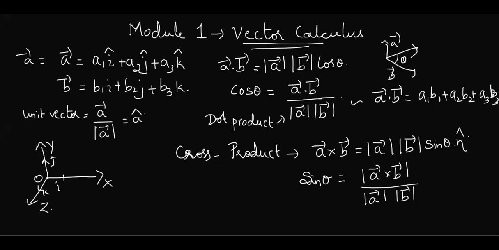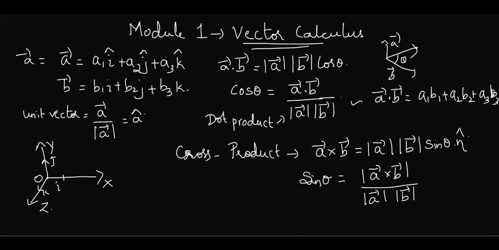So what happens to i dot i? It is one, actually. Don't leave those basic concepts. i dot i, j dot j, k dot k, all are one only. So this is what I am going to use, main important.